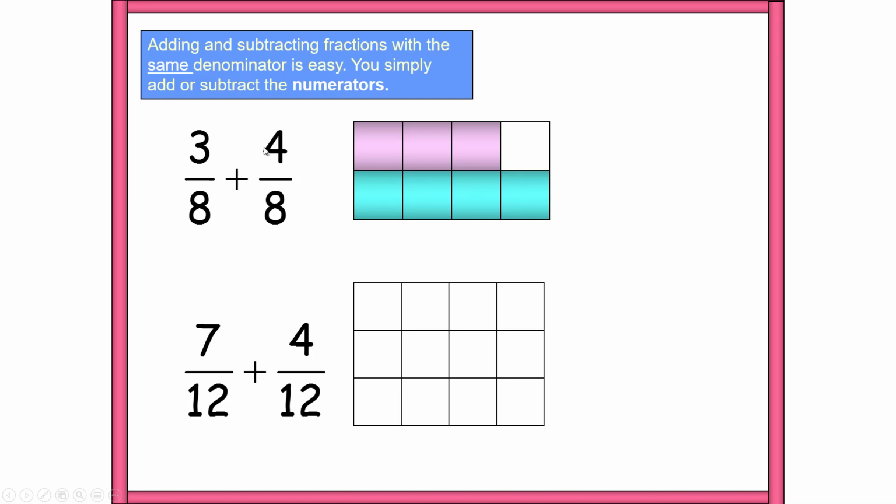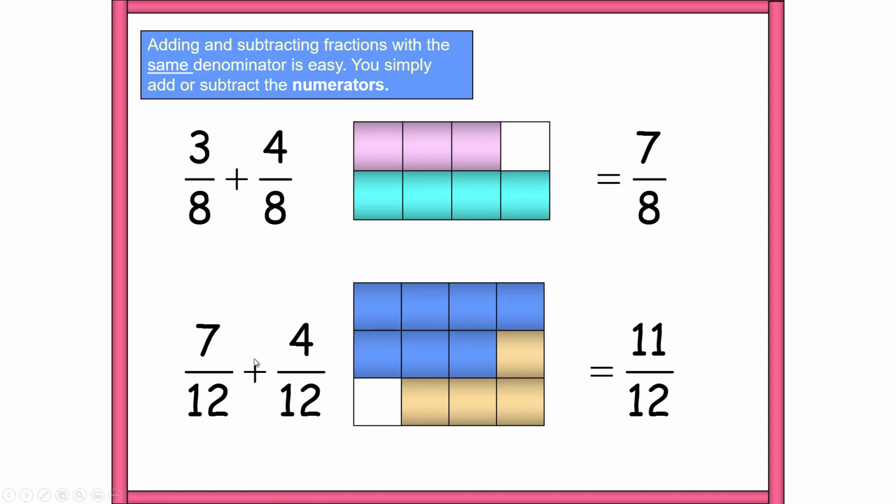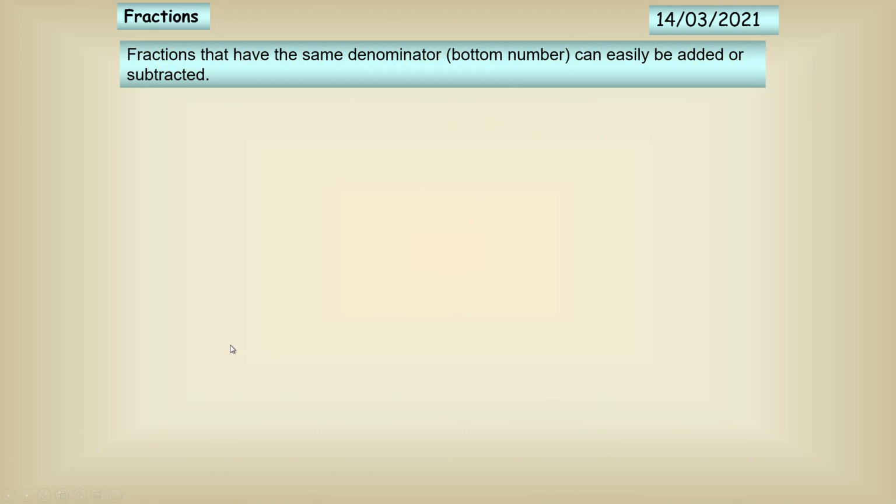Or I could just add 3 and 4. Same sort of thing here. Because I've got the same denominator, 12, I could add 7 and 4, which should give me 11. But if I look at it in the grid, shade 7 squares, there we go, and then shade 4 squares. And if I count them, 1, 2, 3, 4, 5, 6, 7, 8, 9, 10, 11. So it does work. Okay, so what have we got here? If they have the same denominator, then we can add the fractions nicely.